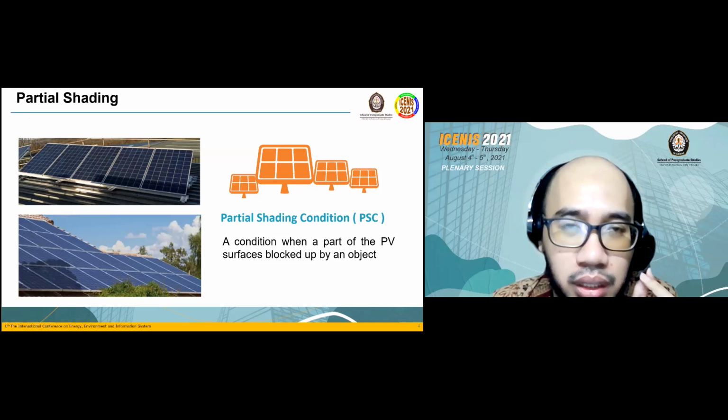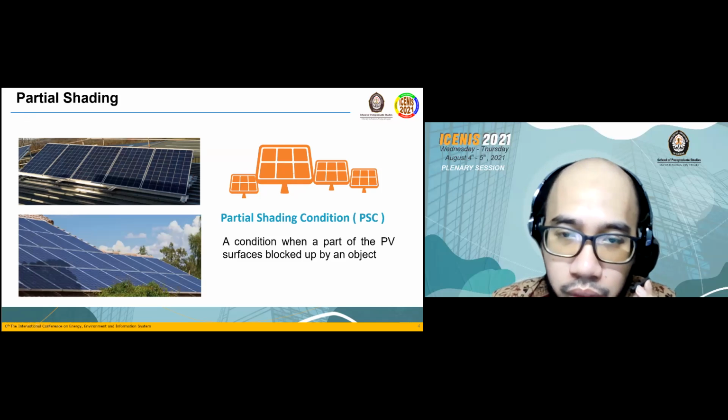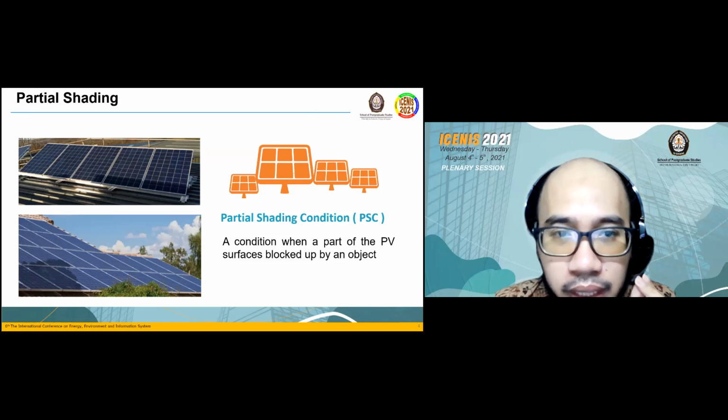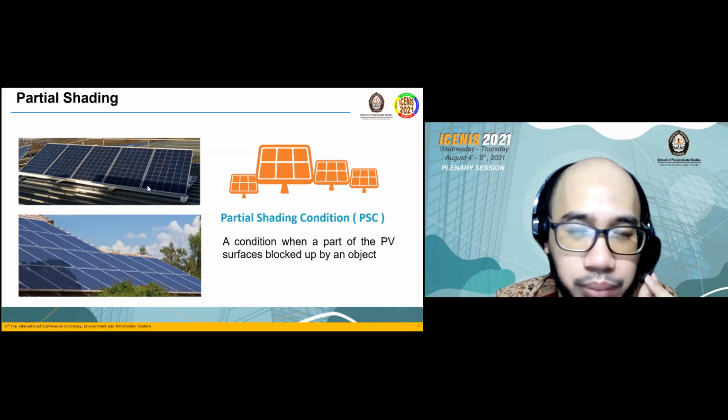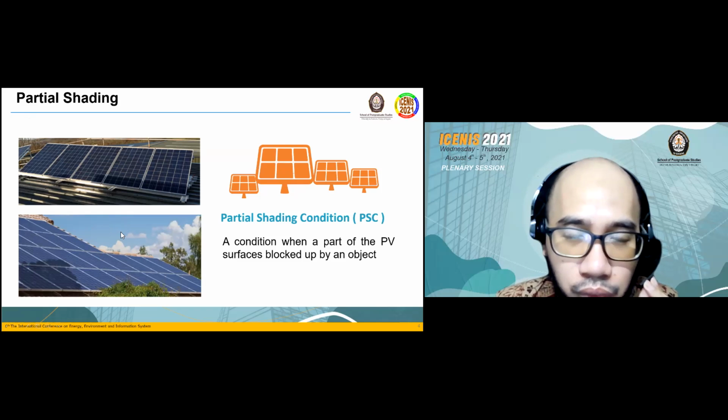This is an illustration of partial shading. Partial shading is a condition when a part of the PV surface is blocked by an object. The picture is a sample of a partial shading condition, when the PV is blocked by some object like a tree or a moving cloud.